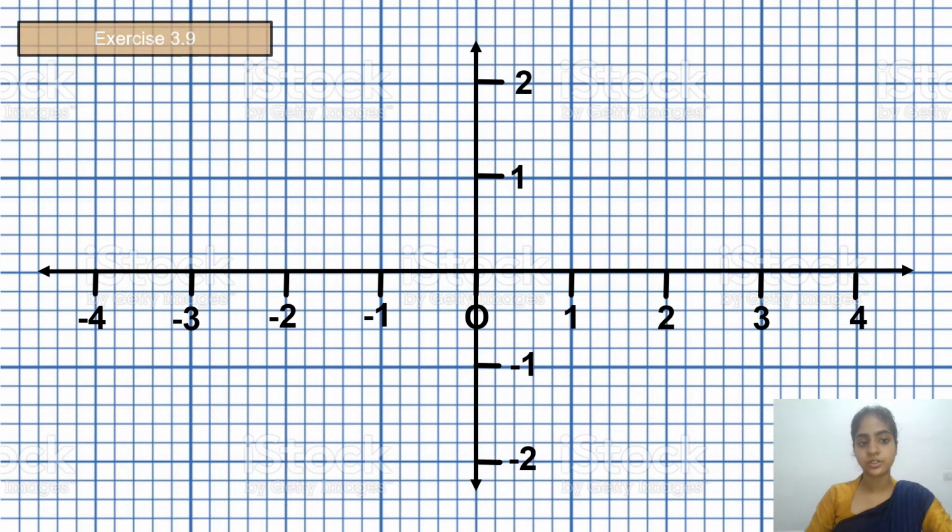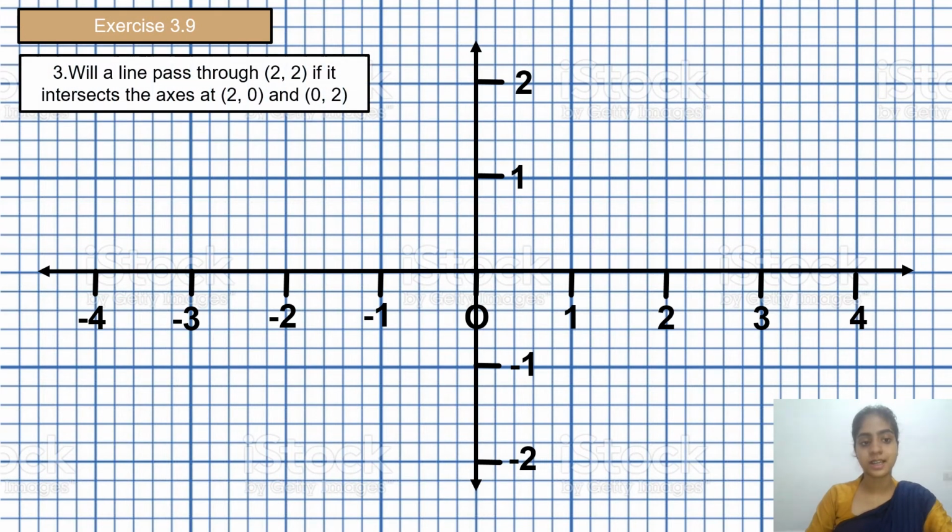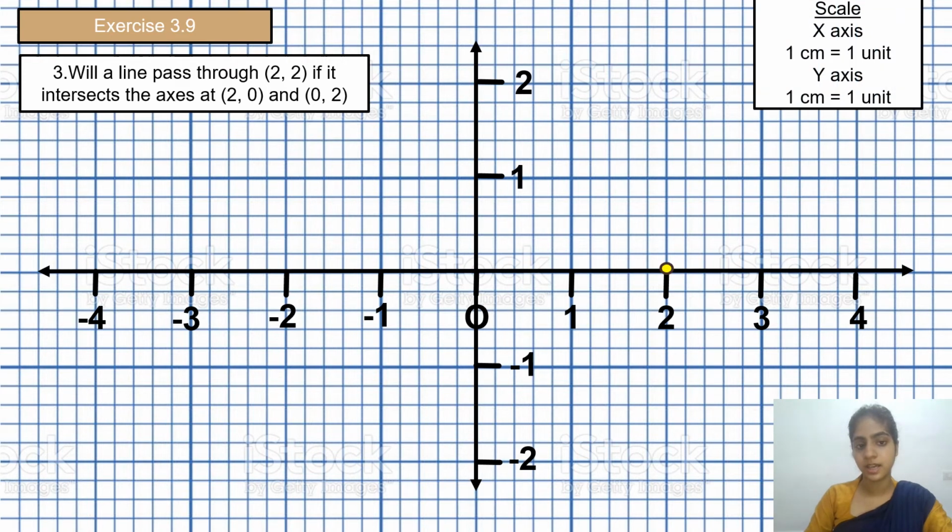Let's see one more question from exercise 3.9. Here the question is, will a line pass through 2, 2 if it intersects the axis at 2, 0 and 0, 2? So first we mark the points 2, 0 and 0, 2 to get the line, and then check if 2, 2 lies on the line. So 2, 0 is basically x is equal to 2. So we point out x is equal to 2. At that point we mark the position 2, 0, and then we take 0, 2, which is y is equal to 2, and we mark that also.